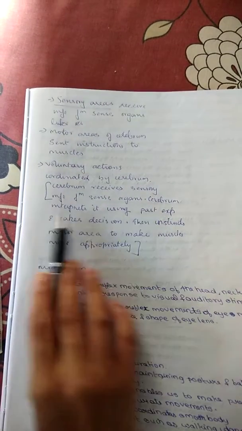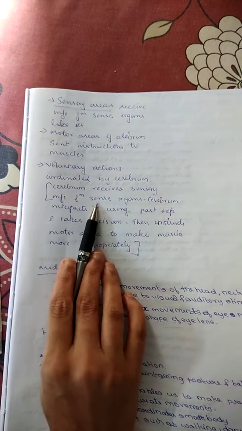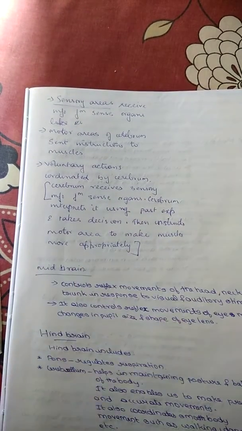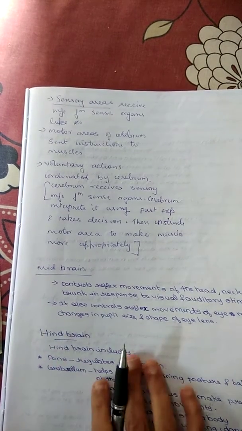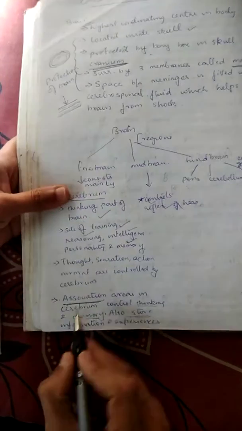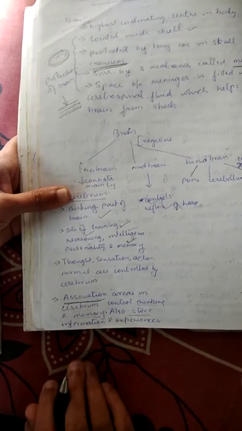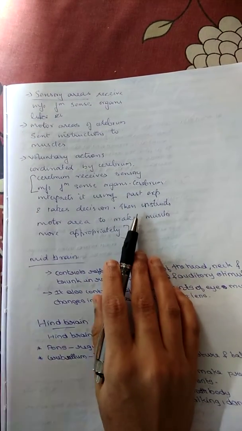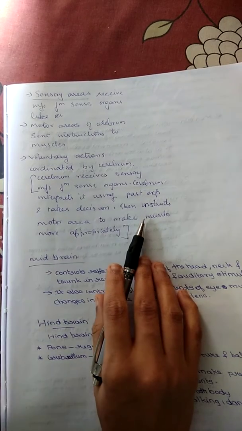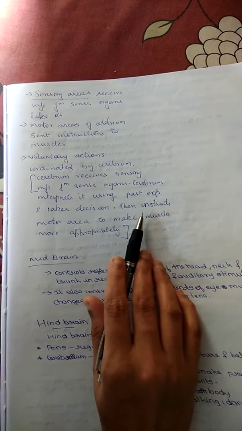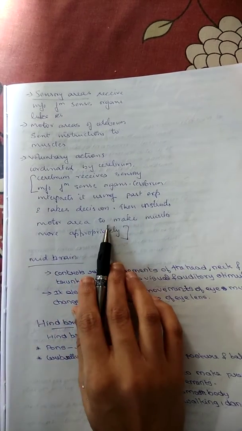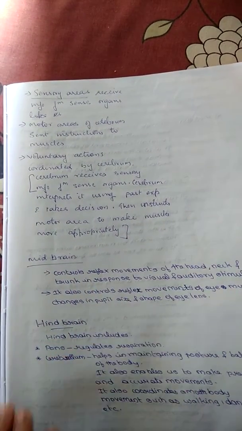So the cerebrum receives all the sensory information from the sense organs, and then it interprets it using past experiences. Where are the past experiences stored? Past experiences are stored in the association areas. So the cerebrum analyzes all the information using past experiences, a decision is taken, and then using the motor area it sends out information to the motor nerves, through which the effectors are informed.